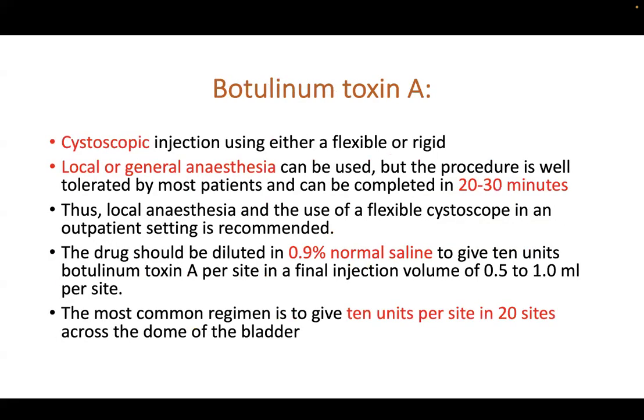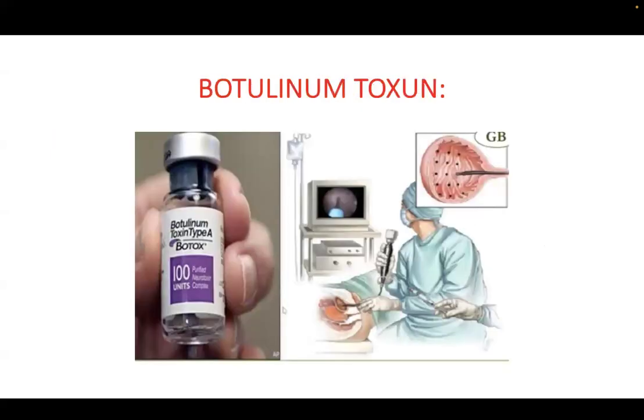Now, how is it given? It is given by cystoscopy under local or general anesthesia. It usually takes 20 to 30 minutes. If local anesthesia is given, it can be done with a flexible cystoscope as an outpatient procedure. The botulinum toxin is mixed with 0.9% normal saline and given with a fine injection, 0.5 to 1 ml per site, at around 20 sites. This is a picture of botulinum toxin, and here is how it is given with a flexible cystoscope, on an outpatient basis.